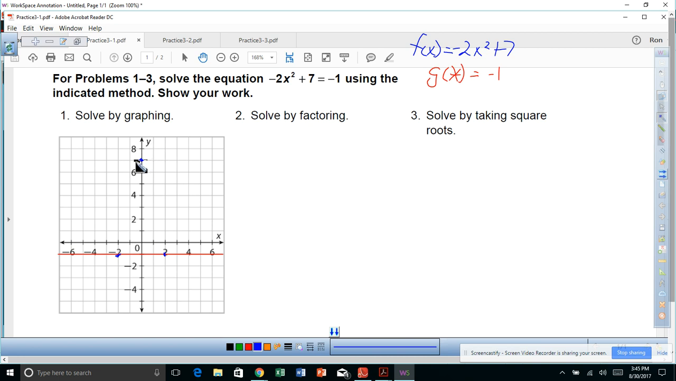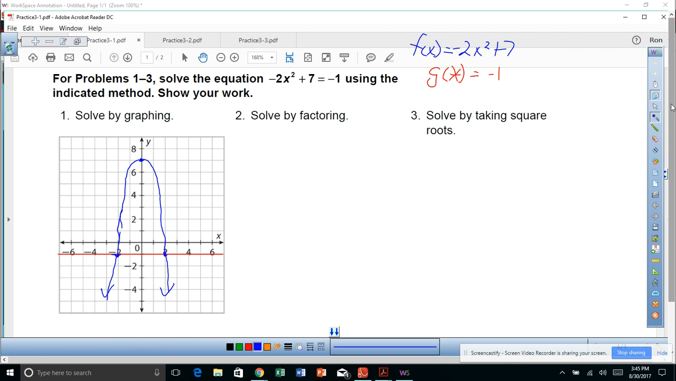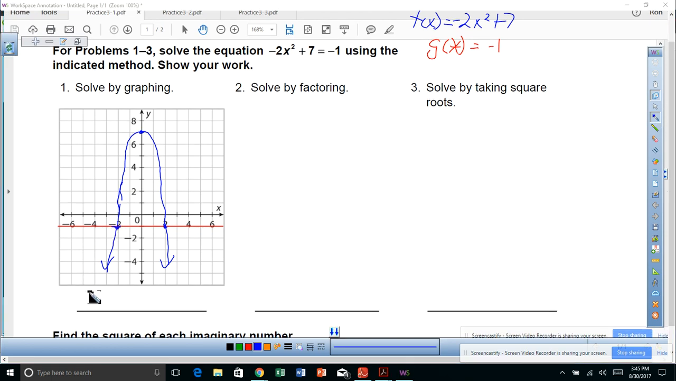And I got that right off the old calculator there. And it goes like that, and like that. All right, so there's your point of interest, and there's your point of interest. So x equals negative 2 and x equals 2.